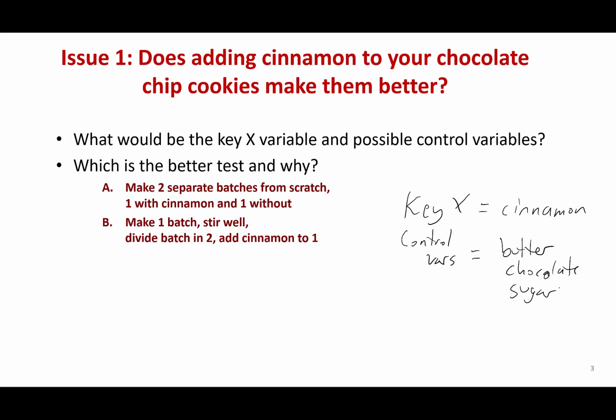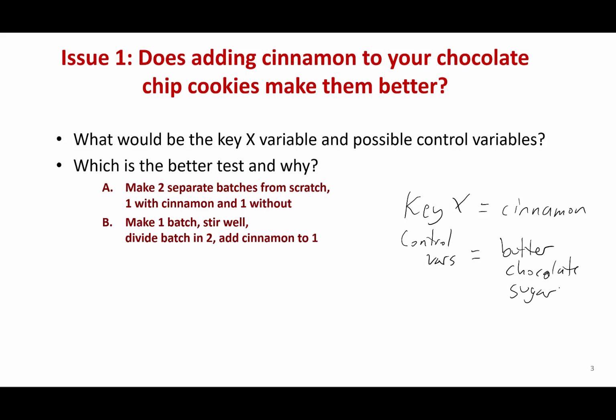Okay, all right, now let's think about which of these two is the better test and why. Okay, so test A, you're making two separate batches from scratch. In one of those batches you use cinnamon, and the other one you don't use cinnamon. In test B, you make one batch, you stir really, really well. You then divide the batch into two. You add cinnamon to one of them. Okay, take a moment again to think about which is the better test.